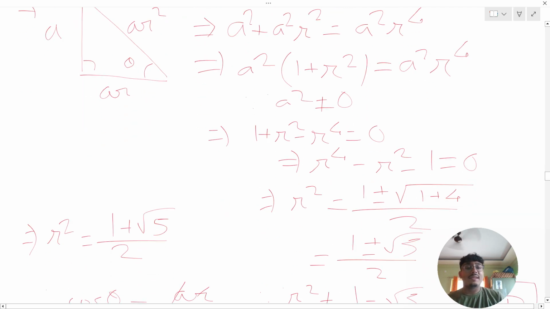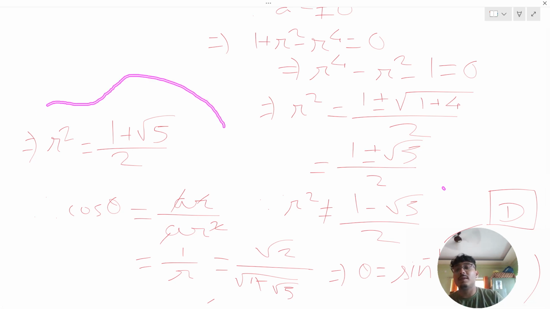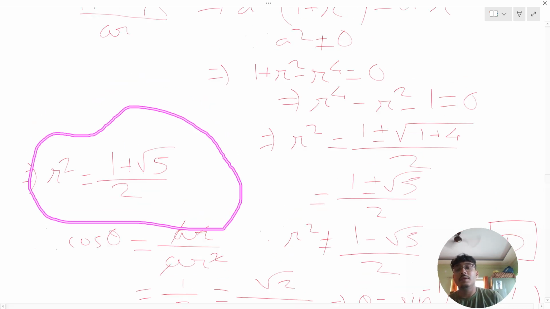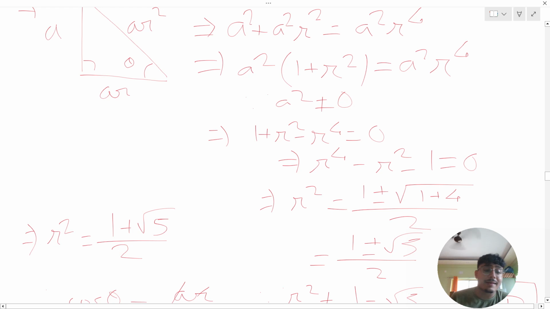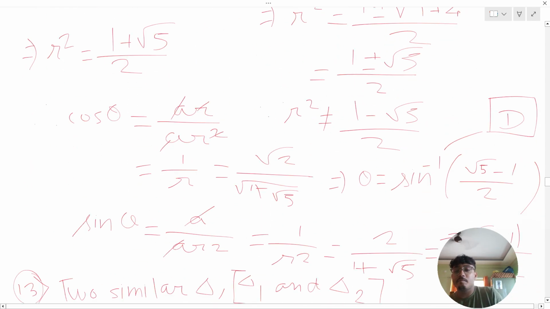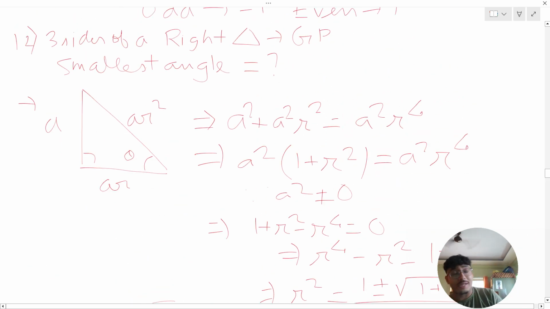From here, using Sridharacharya's quadratic formula, we get the value of r square, which, since it cannot be negative, ultimately comes out to be 1 plus root 5 by 2. Now, my options were given: two are in sine inverse, one is in tan inverse and one is in cos inverse. So I have taken this angle to be my theta. My cos theta would be perpendicular by hypotenuse. Sorry, extremely sorry, cos theta would be base by hypotenuse.